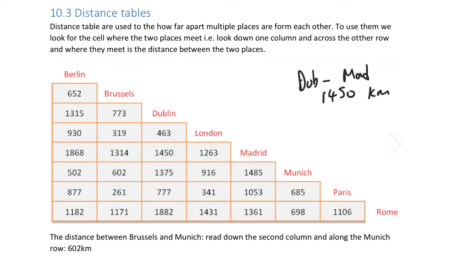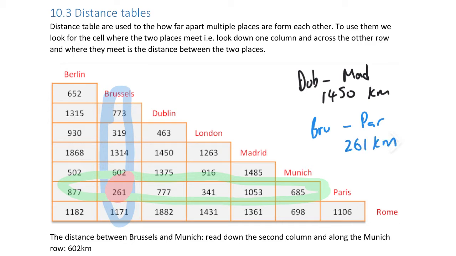If we wanted to go between Brussels and Paris, same again, we go down the Brussels column, and then we go across the Paris row, and we can see that they both meet at 261. So that means that Brussels and Paris are 261 kilometres apart.